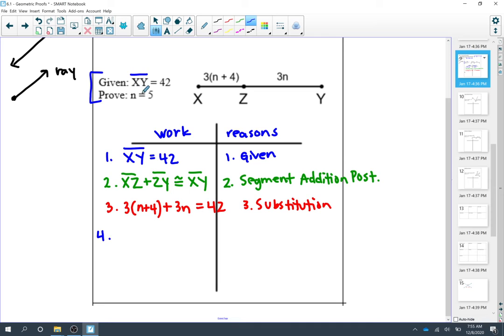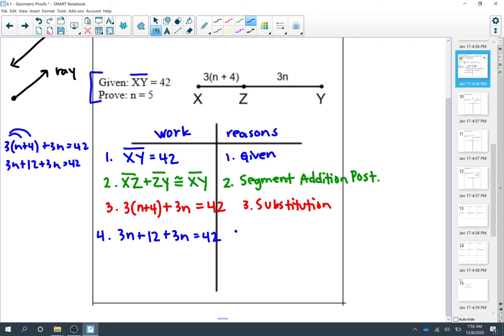Okay, now, step 4. We're trying to get down to n equals 5. I now have this algebraic statement. So the next thing I'm thinking is we can take this 3 and put it in there. So 3n plus 12, and then I'm going to keep this guy the same, so plus 3n equals 42. If you need to, come over here. 3 times n plus 4 plus 3n equals 42. We did that, so that's 3n plus 12.